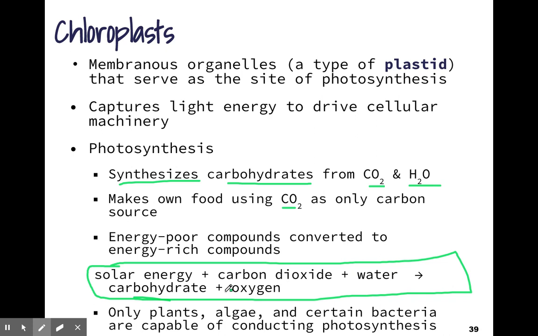Only plants, algae, and certain bacteria are capable of conducting photosynthesis. Once again, photosynthesis synthesizes carbohydrates from carbon dioxide and water. So make sure you know what this means. Synthesizes carbohydrates. Synthesize means to make. So it's making sugars from CO2 and water.